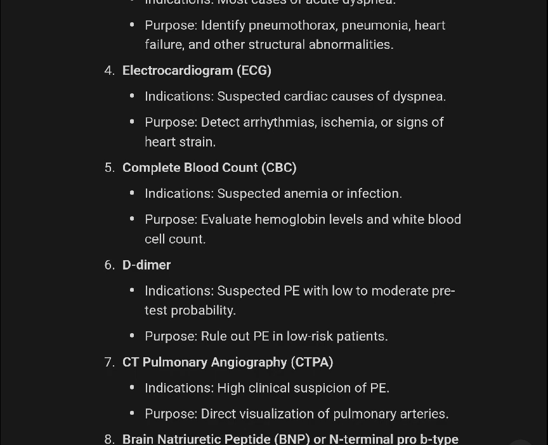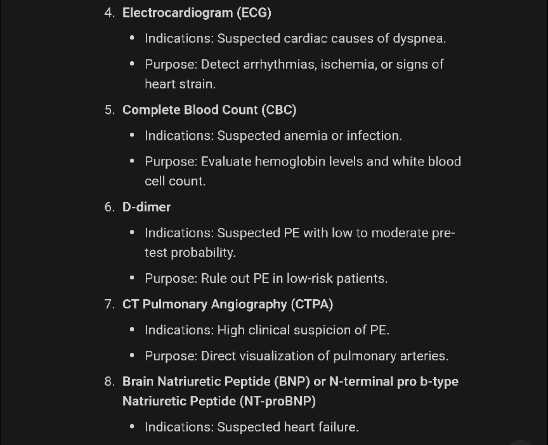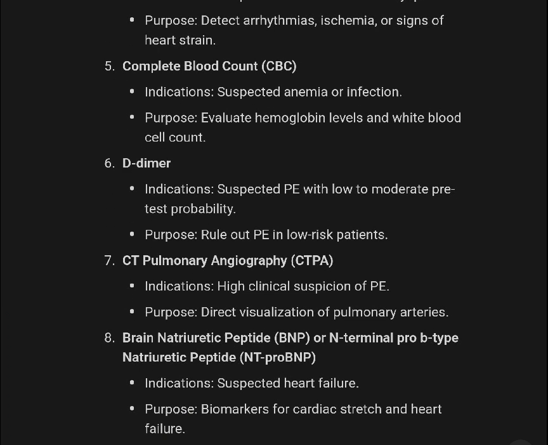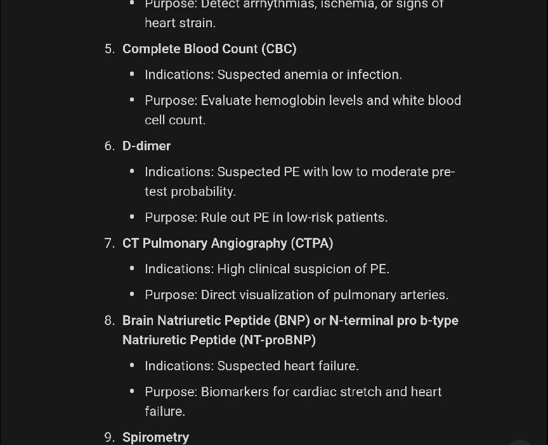Electrocardiogram, ECG, indication: suspected cardiac causes of dyspnea. Purpose: detect arrhythmia, ischemia, or signs of heart strain. Complete blood count, specific indications: suspected anemia or infection. Purpose: evaluate hemoglobin level and white blood cell count.